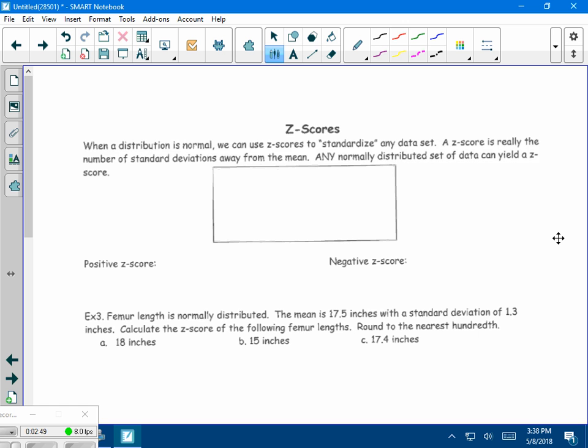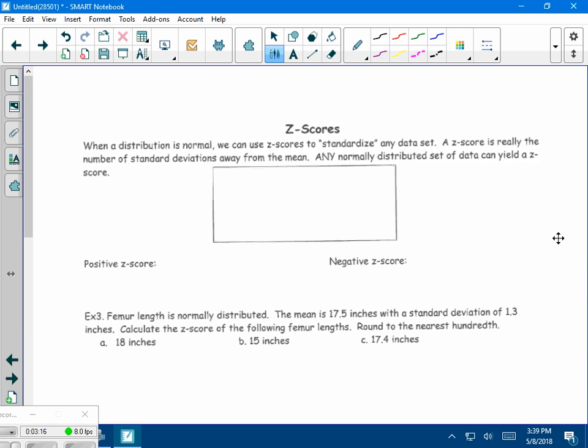So when it says when the distribution is normal, we can use z-scores to standardize any data set. So a z-score, it's not an actual like grade, it's more the idea of how far away or how close to the mean is that particular score. So a ton of things can be represented with z-scores. Heights, weights, blood pressures. They can do it with standardized tests like the SATs, things like that.